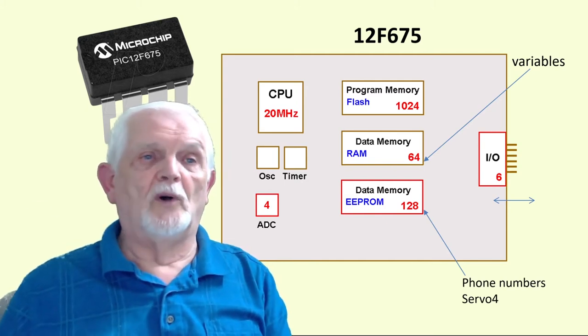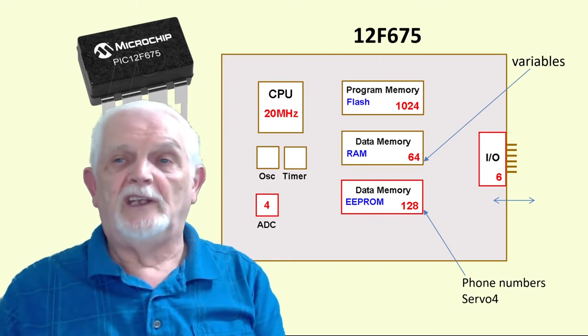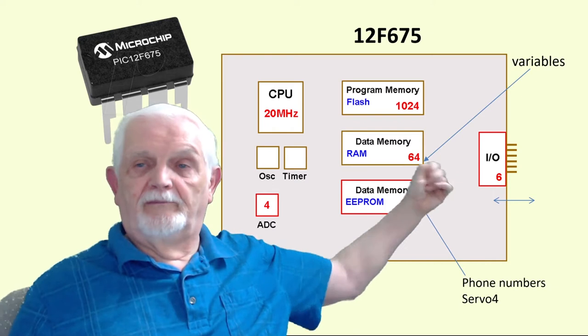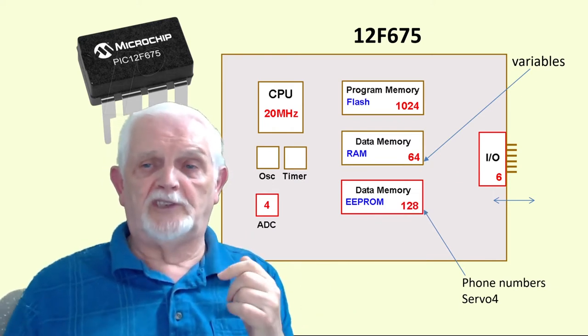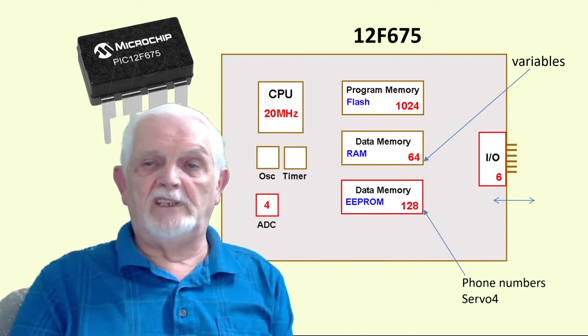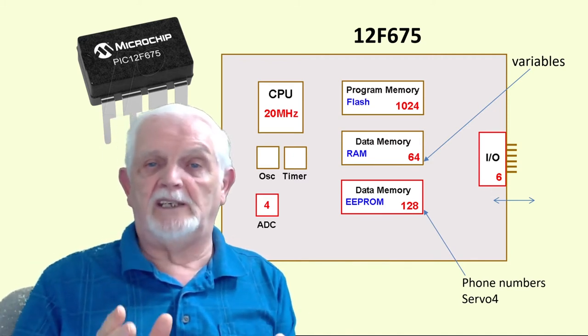And because it's got more pins, we've gone up to 8 pins. It means that we're allowed to have 6 different IOs. It's worth mentioning, folks, at this point in time, you'll see I've got an arrow that points in both directions. It means that any one of those 6 can be an input or an output.